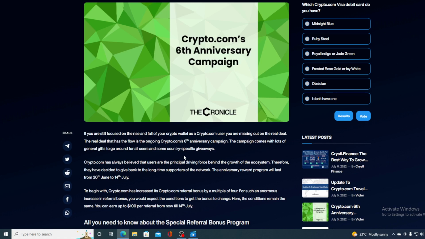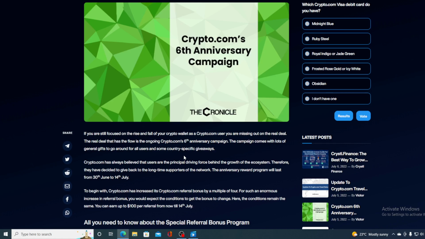The anniversary reward program will last from June 30th to July 14th, so it's still going. To begin with, Crypto.com has increased its referral bonus by a multiple of 4. For such an enormous increase in referral bonus, you would expect the conditions to get the bonus to change. Here, the conditions remain the same. You can earn up to $100 per referral from now till the 14th of July. So hurry up, guys, and get your referral bonus.